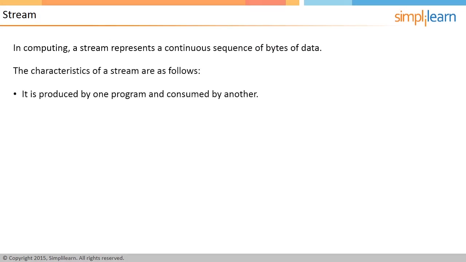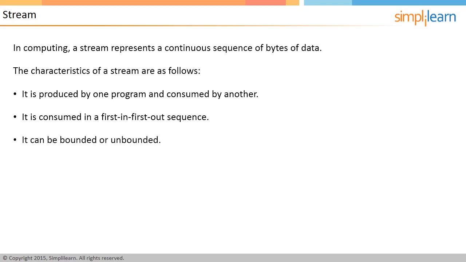For example, if 1, 2, 3, 4, 5 is produced by one program, another program consumes it in the order 1, 2, 3, 4, 5 only. It can be bounded or unbounded. Bounded means that the data is limited. Unbounded means that there is no limit. The producer will keep producing data till it runs, and consumer will keep consuming the data. A Linux pipe is an example of a stream. The Linux command is cat logfile | wc -l. In this command, cat logfile produces a stream that is consumed by wc -l to display the number of lines in that file.